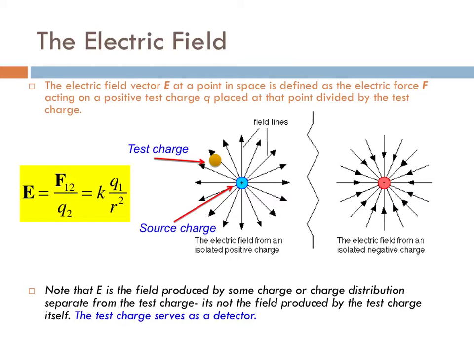Okay? So every charge creates an electric field. We can determine the direction of that electric field by placing a positive test charge and seeing what direction it would go. The test charge only serves as a detector of the electric field. Yes, we know that if this test charge is placed there, it also exerts its own electric field, but we're going to only focus on the source charge for now.